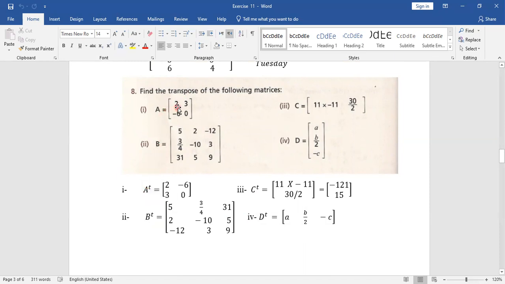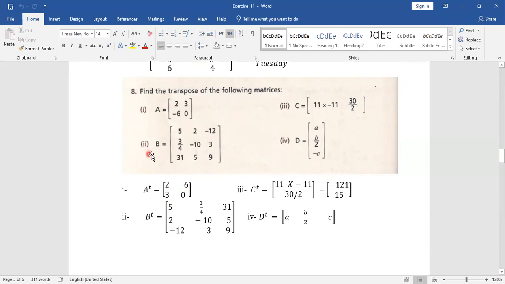Now, this is 2, 3 and minus 6 and 0. The transpose of A is equal to 2, 3. Make the first row the first column. Like 2 and 3 will come in the form of the first column. Minus 6 and 0 will come as the second column. If you see, only two numbers are replaced, my 3 and minus 6. Here, 3 and minus 6.